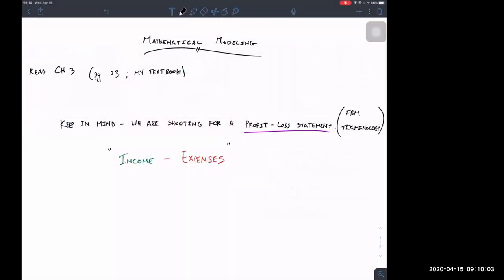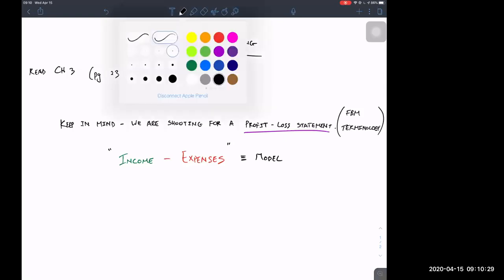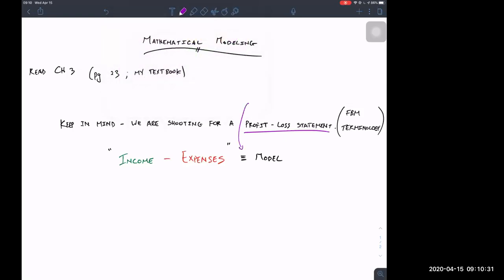And then this is defined as your model, at least for our class. So that means that whenever I say, hey, make a model, what you're essentially making me is a profit loss statement. And a profit loss statement is, of course, made of things that make you money, income, minus things that cost you money, in this case, expenses. So this triple equal sign, it's not a typo, it's defined as, or defined by.